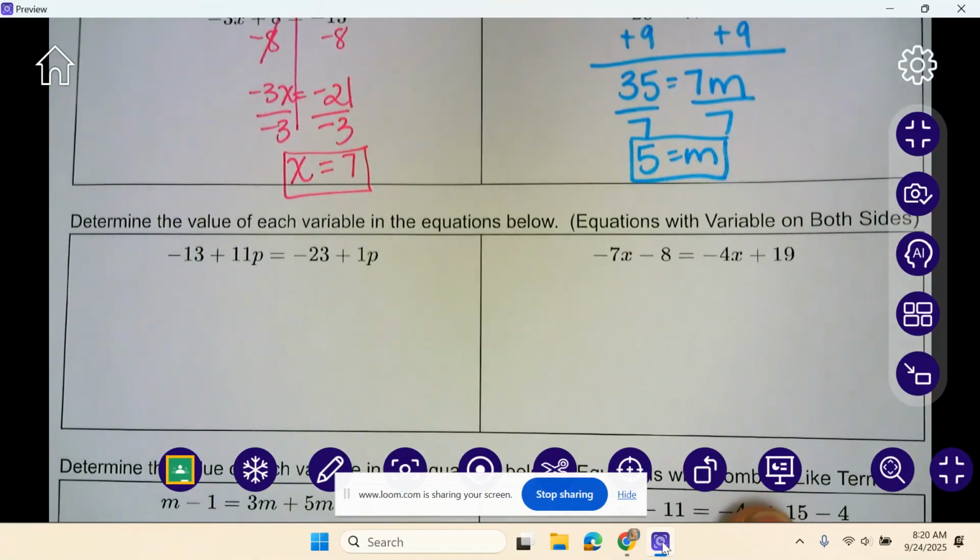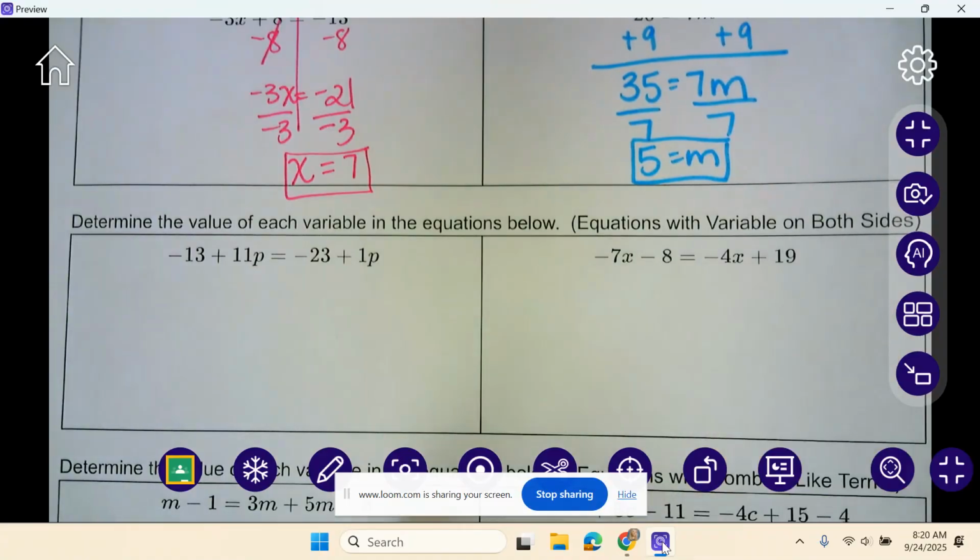All right, so for the next one, these are the variables on both sides. So, color, that's not gonna stand out, sorry guys.